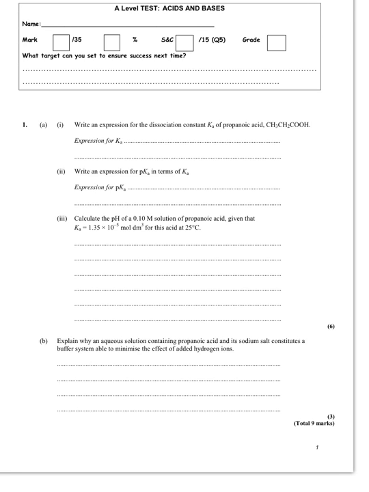Question 1. Write an expression for the dissociation constant Ka of propanoic acid. Okay, so Ka is going to be equal to H plus times A minus. Now A minus in this case is going to be all of this. And then we want to divide it by the concentration of the acid.